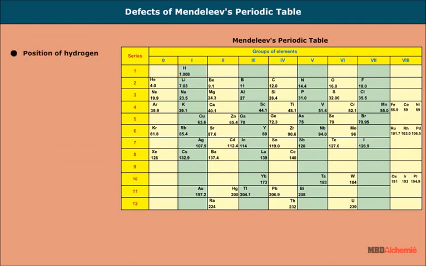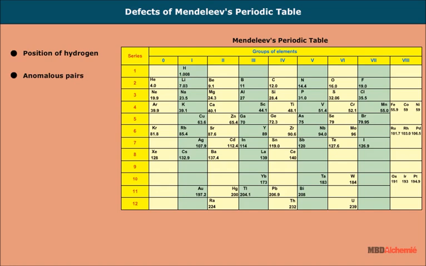Position of hydrogen. Hydrogen is placed in group 1. It resembles the elements of group 1, alkali metals, as well as the elements of group 7A, halogens. The position of hydrogen in the periodic table is not correctly defined.